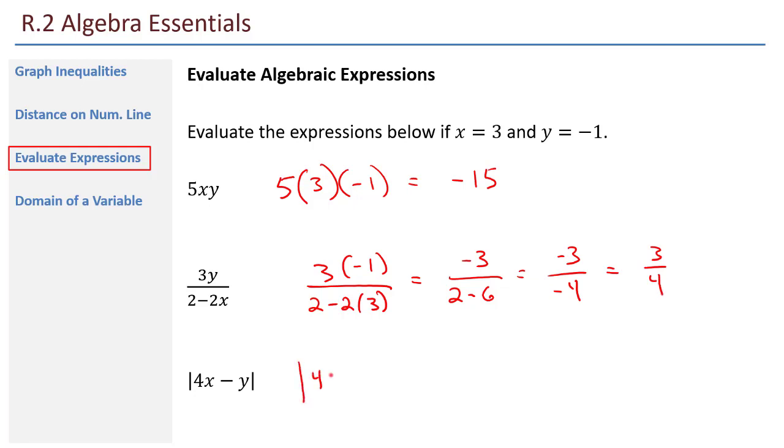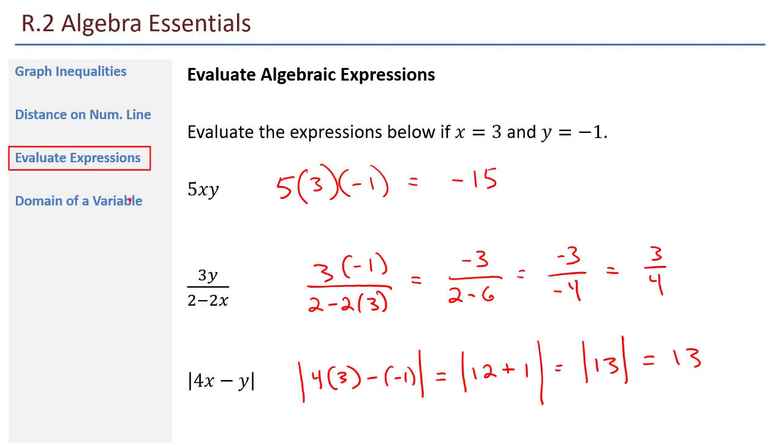Lastly, for x is 3, y is -1. 4 times 3 is 12, and subtracting a negative is like adding. So this becomes the absolute value of 12 plus 1, which is the absolute value of 13, and the absolute value of 13 is just 13. There we go.